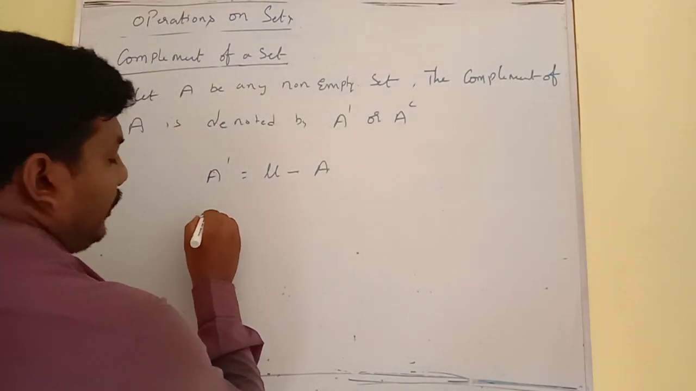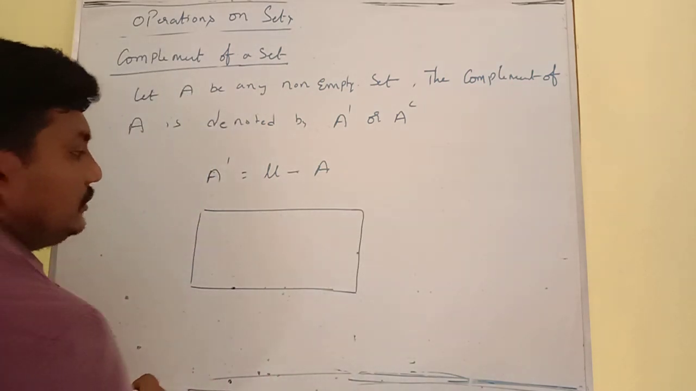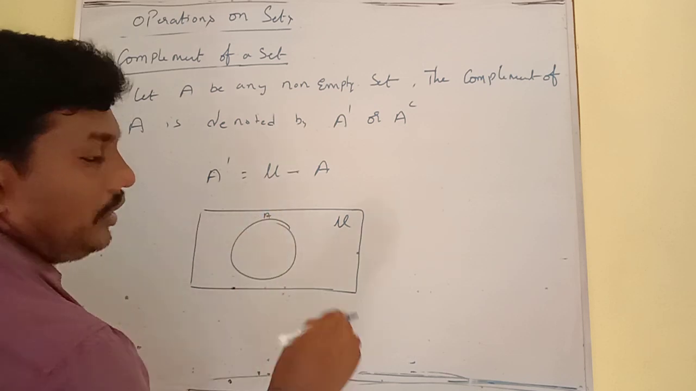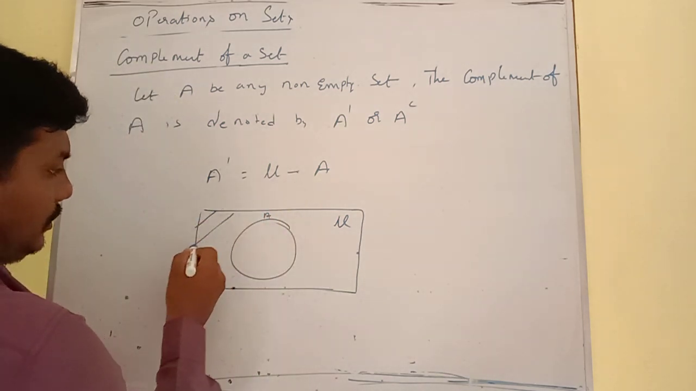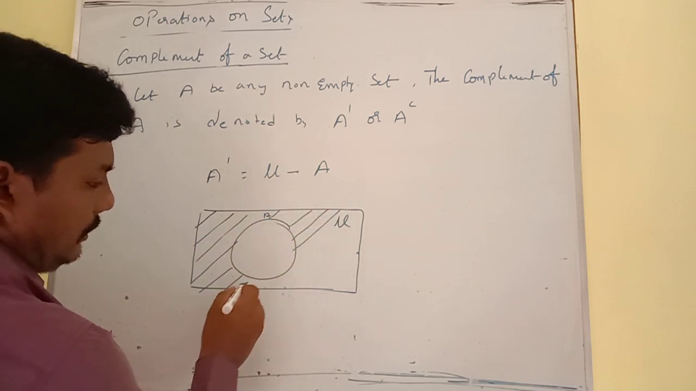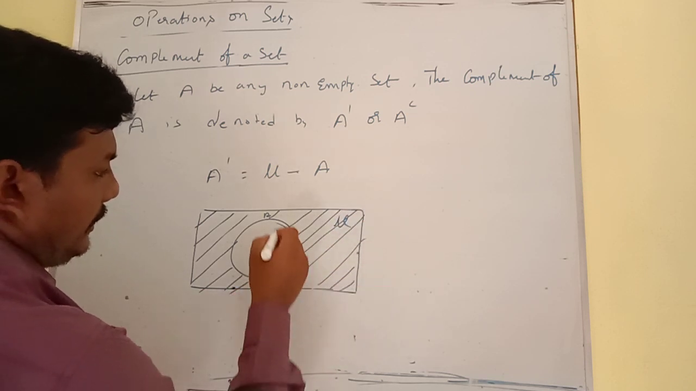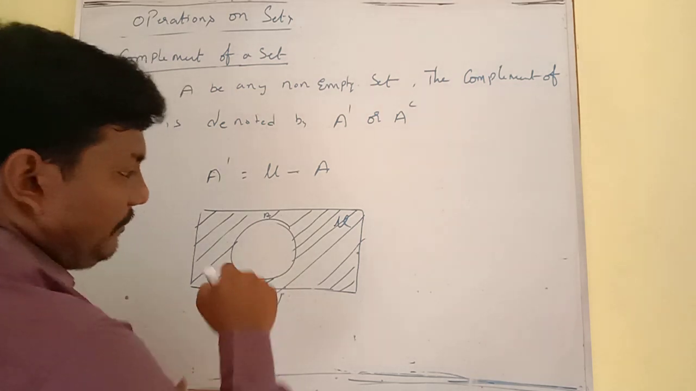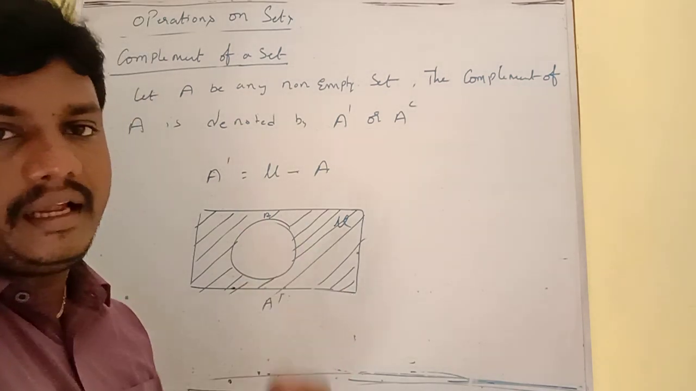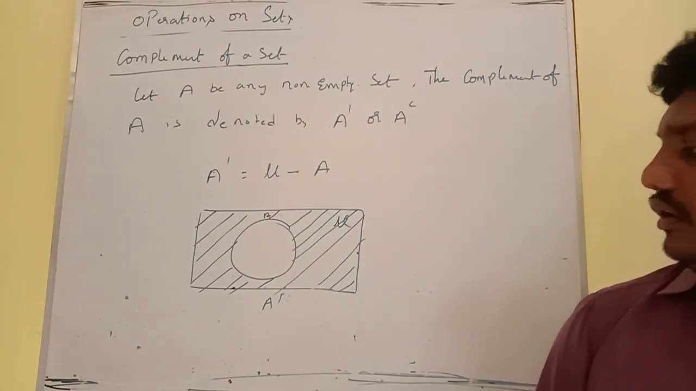How do we represent this A complement? This is mu, and A is a set. We have to represent the region without A. This is the Venn diagrammatic form of A dash. Except A, the remaining portions we have to shade. Here the shaded region is nothing but A dash or A complement. This is mu minus A.